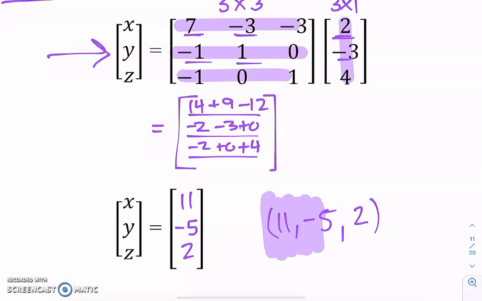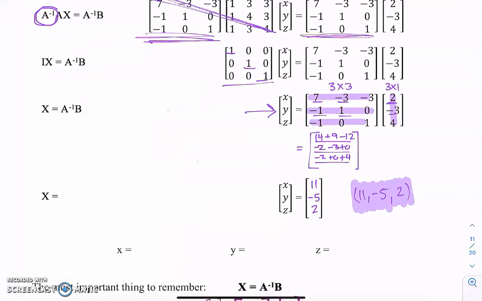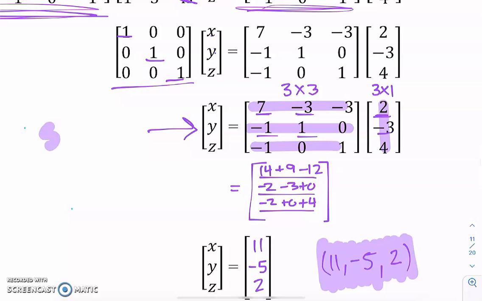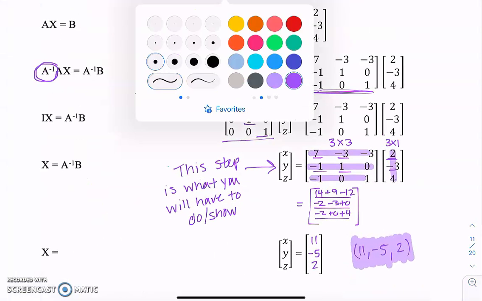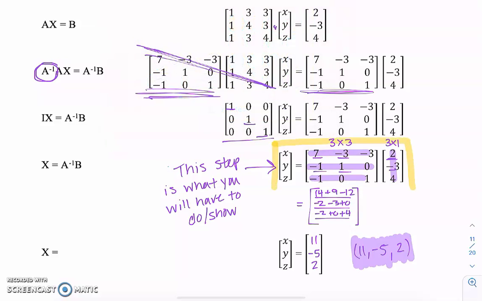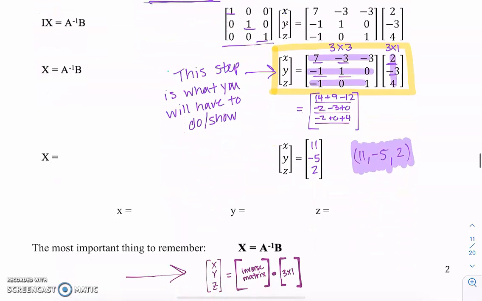So when we are going through the process of solving, this step right here is what you will have to actually show. Whatever your variables are, you'll set them equal to the inverse times that 3 by 1 matrix that your equation is equal to. I also put it down below here.